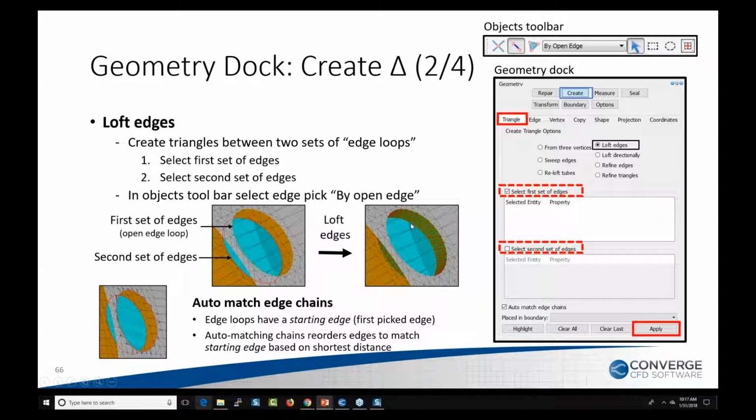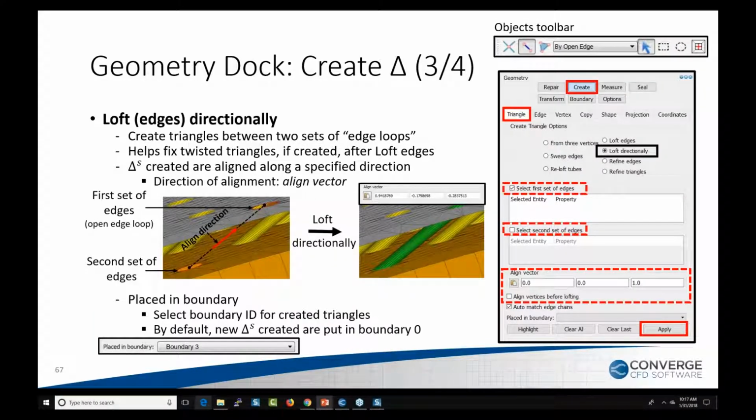We want to make sure that we triangulate from here to the shortest distance, and that's where the auto match S chain comes in handy. If you select that, it will try to pick up the edge which is the closest distance, and it will try to auto match that, and it will try to triangulate from that location. So auto match S chain is sometimes handy. Sometimes it creates a problem. It depends. If you really don't want to triangulate to the nearest neighbor, in that case, loft directionally is useful.